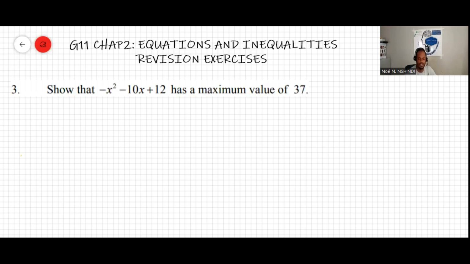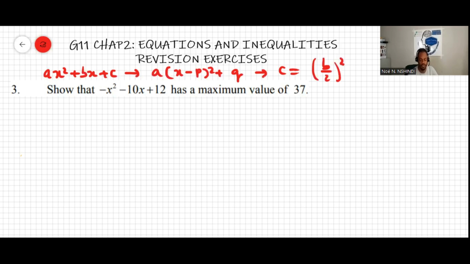Well, we have another question here: show that this expression has a maximum value of 37. Now, we did say that a quadratic expression is ax squared plus bx plus c, and to show the maximum value, we need to write it in the completed square form, which is (x plus b over 2) squared plus q. This is done by the help of changing c to (b over 2) to the power of 2, okay? Kind of an important property here.